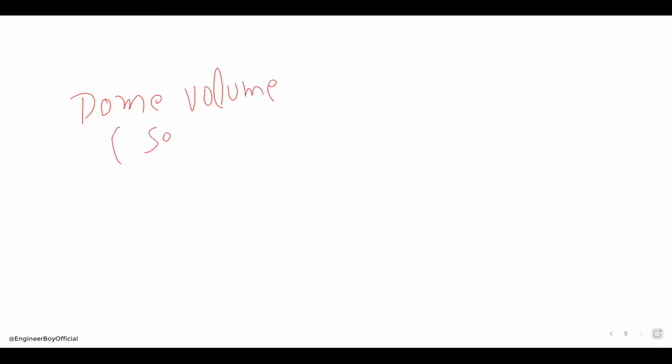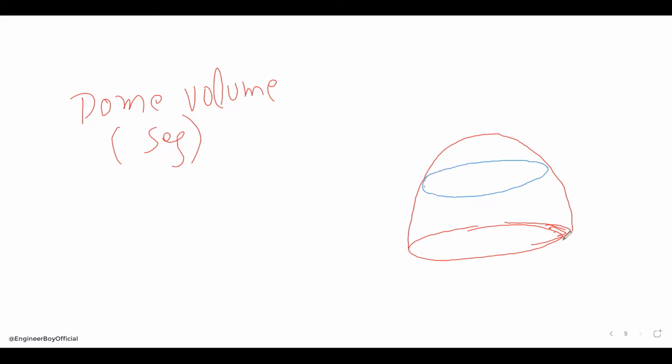Now, let's say if we have a dome, let me just make it a little bit 3D. Let me erase this thing. If we have a dome, let's say something like this. And I'm going to change the color so we can understand. Now, segmental means something like this. Is it clear? It is segmental now.